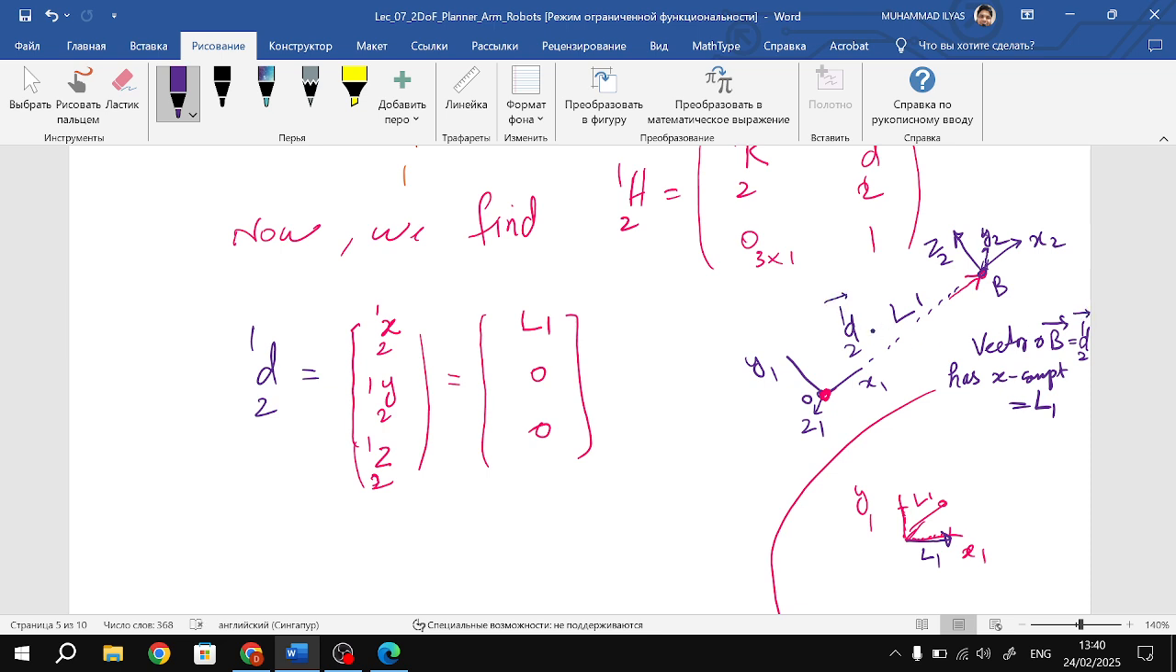Only the x component is L1, the y component is 0, and the z component is 0. Clear? Any questions from this? I have a question. Yes. What if we have an angled joint, not a joint, but just a slightly angled L1? Then we have a fixed angle. How would it look? For example, in this example, if there is some angle, right? Yeah, a fixed angle, not theta.